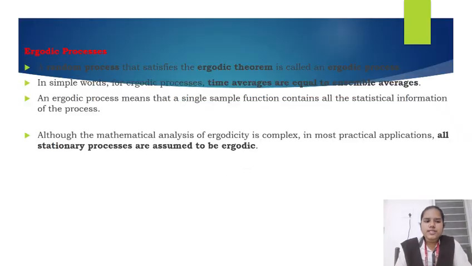Ergodic process. A random process that satisfies the ergodic theorem is called an ergodic process. In simple words, for ergodic processes, time averages are equal to ensemble averages. An ergodic process means that a single sample function contains all the statistical information of the process, although the mathematical analysis of ergodicity is complex.